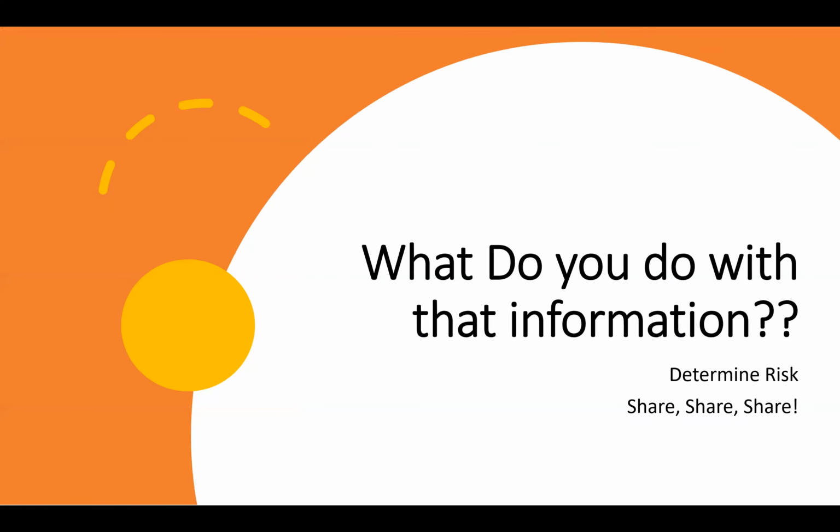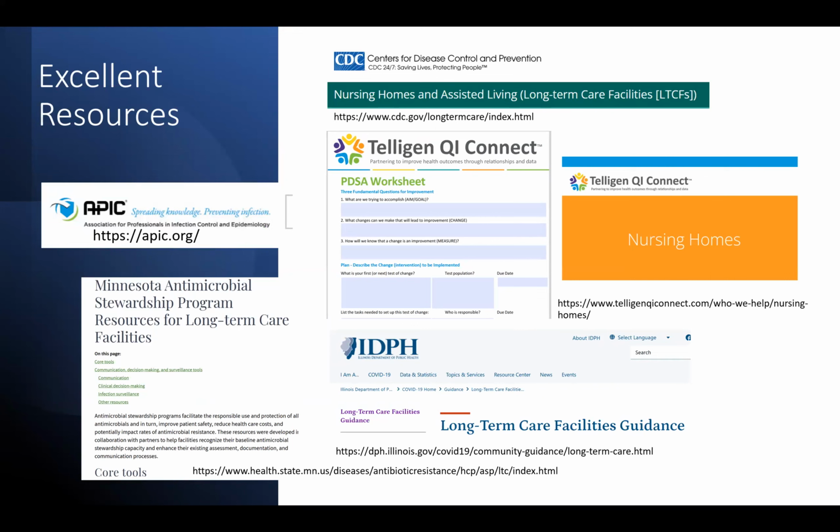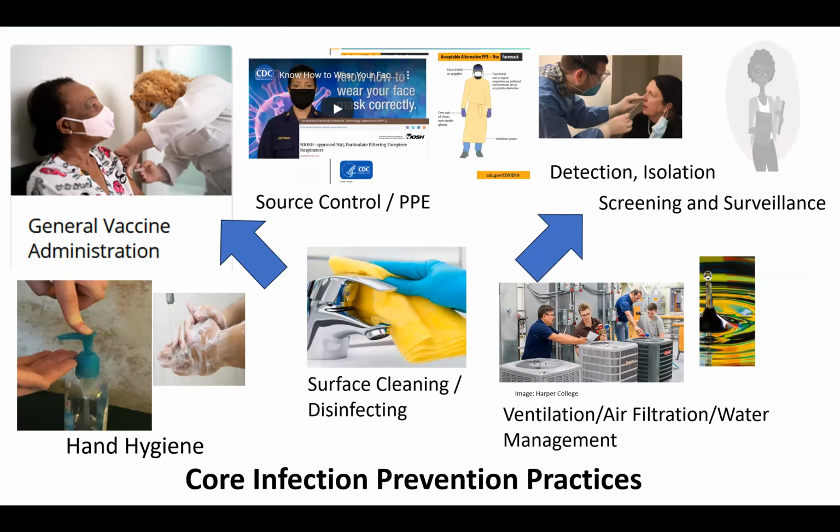So what do you do with that information? You determine your risk and then you share it. There are excellent resources out there that can show you what to do with data once you collect it. CDC, Telligen QI Connect. Telligen is our Quality Innovation Network QIO. APIC, Association for Professionals in Infection Control and Epidemiology. Also, a lot of really good state resources. Illinois has excellent long-term care facility guidance. Minnesota has excellent antimicrobial stewardship programs with monitoring and tracking data and information that can help you analyze that.